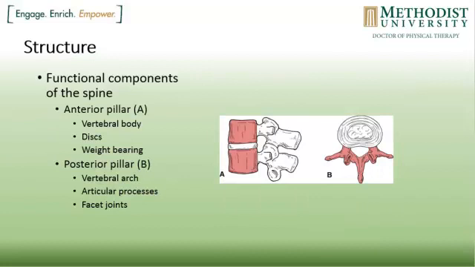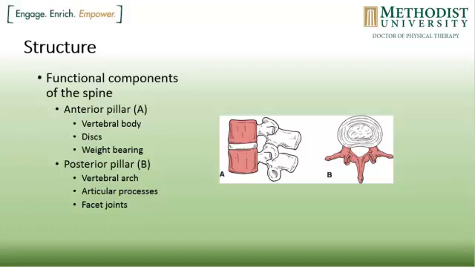All right, more on the anatomy. So you have your anterior and posterior pillar of the spine. The anterior pillar consists of the vertebral body and the discs, and its main function is for weight bearing. With patients who have compression fractures, typically they will get a compression fracture of their spine in their vertebral body in this anterior pillar area.